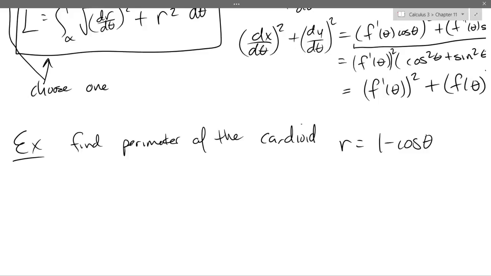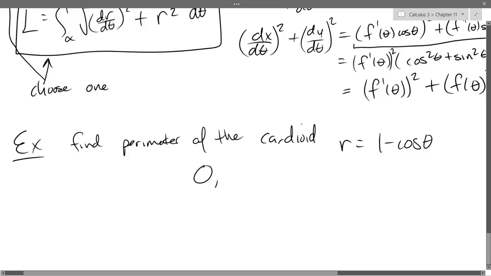2π. So I know it will go from the origin, do some curve, but it will get back to the origin at 2π. And I know it's not going to hit the origin between. So we're going to go 0 to 2π. This is where our θ lives. So we have alpha and beta, 0 to 2π.